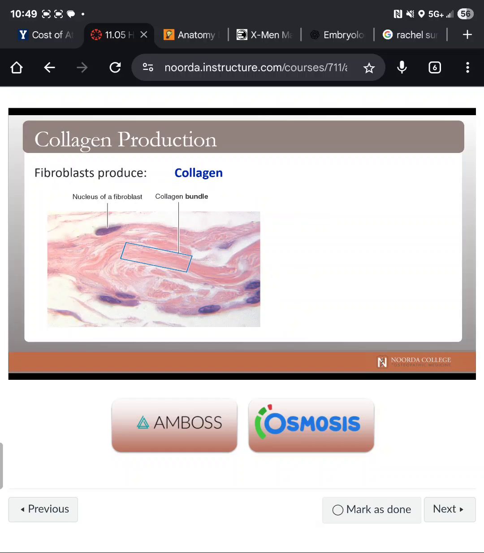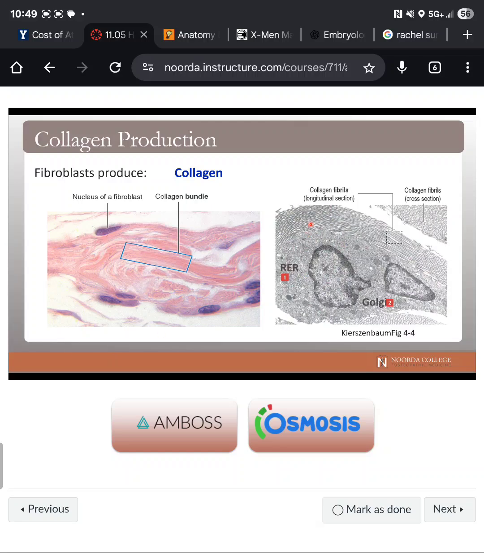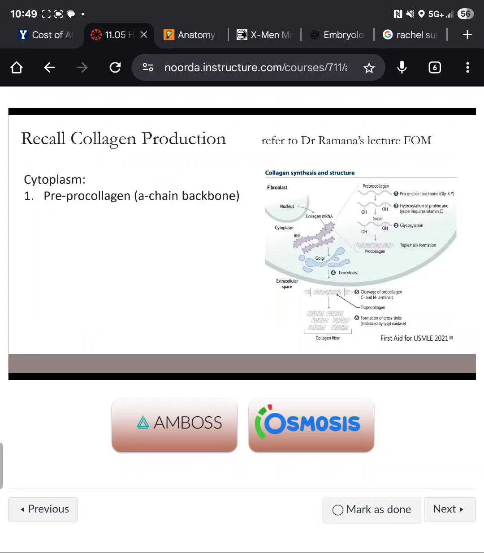With collagen production, the fibroblasts produce your collagen. Recall again, fibroblasts are these small little elongated cells with an elliptical nucleus. You can see extracellular collagen bundles. Ultrastructurally, you can see intracellular collagen bundles with abundant RER and the Golgi apparatus. I want you to be able to recall Dr. Romana's lecture in FOM of collagen production. This is very important to know, always high yield on exams and boards.